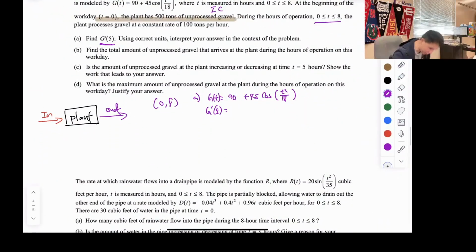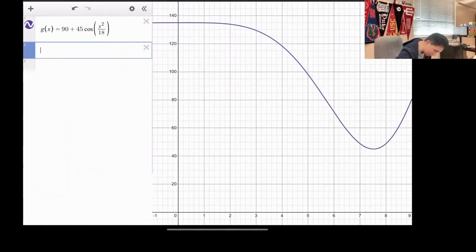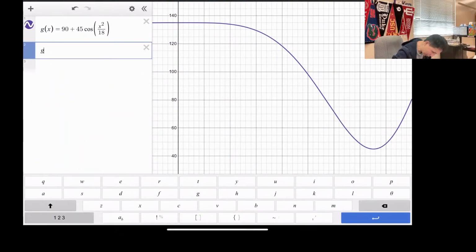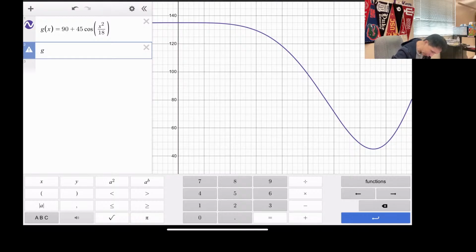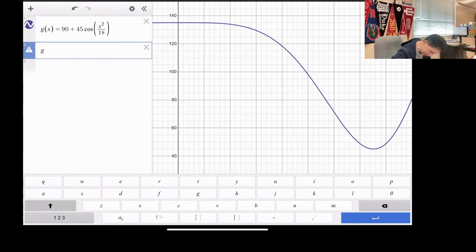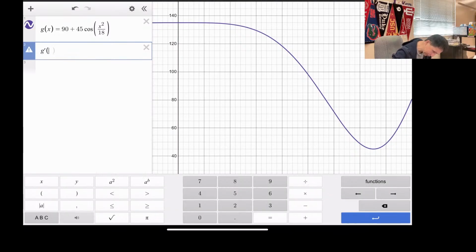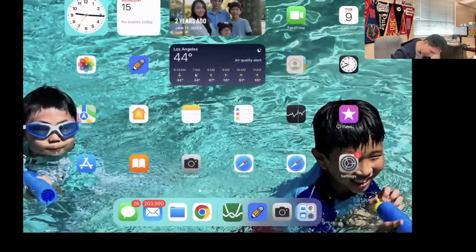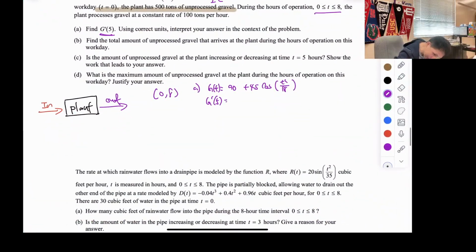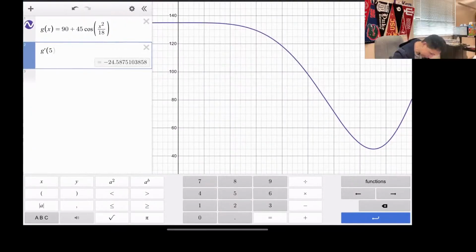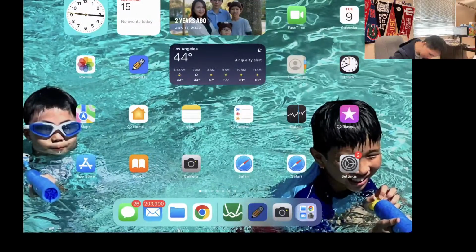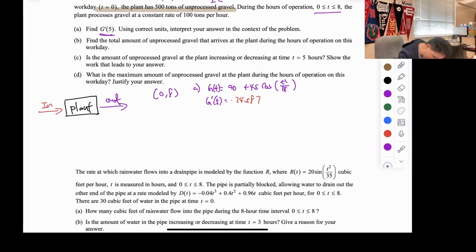But we do G prime of 5, so we're going to go to G prime of 5. You know how to use the calculator, right? Same idea. And it's negative 24.587. I don't know what that is. And this is a negative. What will be the unit here?